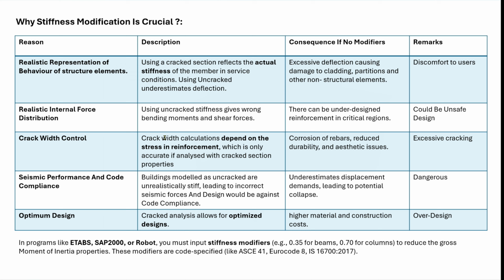So why is stiffness modification crucial? There are 5 reasons. First is realistic representation of the behavior of the structural element. Using a cracked section reflects the actual stiffness of the member in service condition. Using uncracked underestimates the deflection. Excessive deflection causes damage to cladding, partitions, and other non-structural elements. And of course, it will be discomforting to users as well.